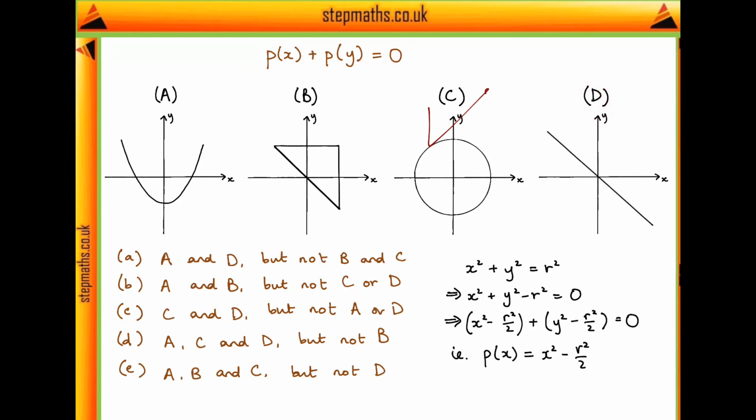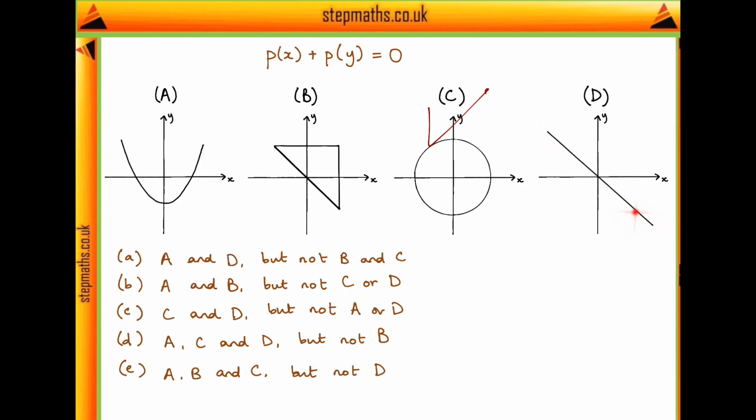And as for D, we have a straight line through the origin with a negative gradient. What's the simplest equation you can think of that looks like this? Well, for me, it puts me in mind of y equals minus x. And of course, that's x plus y equals 0. So we can just take p of x equals x. So again, D is definitely possible. And so I've already worked out that C and D are both okay. So that already rules out A, B, and E.